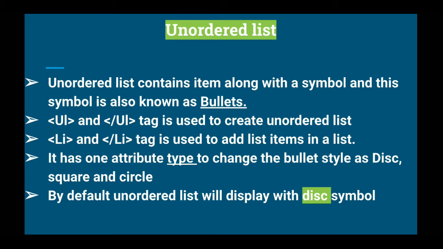It has one attribute, the type attribute, to change the bullet style as disc, square or circle. So we can say that the type attribute has three possible values: disc, square and circle. By default an unordered list will display with the disc symbol. Meaning if you create the list using only the UL tag without the type attribute, then your list will be visible with the disc symbol.